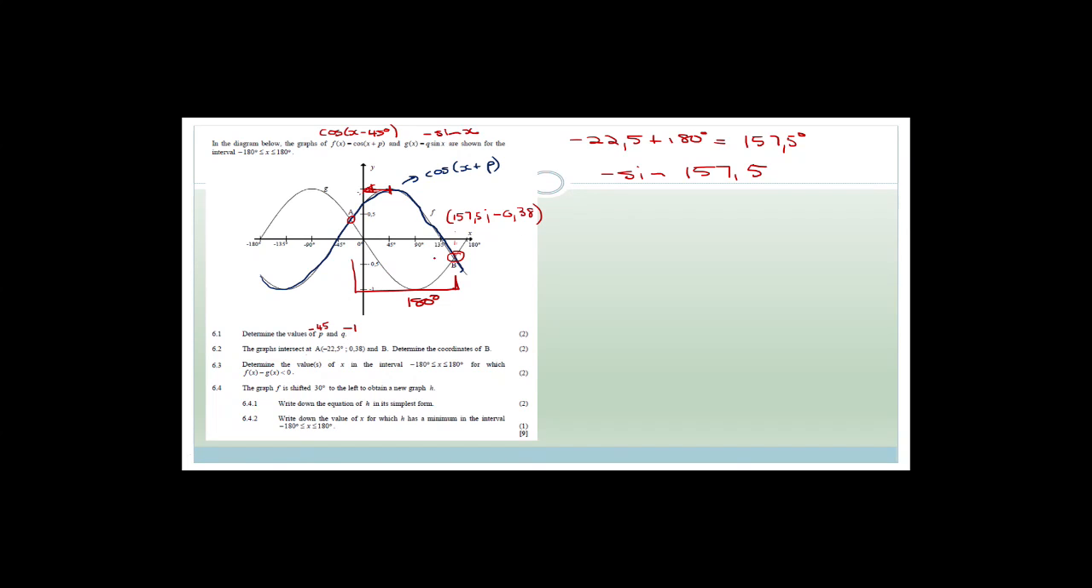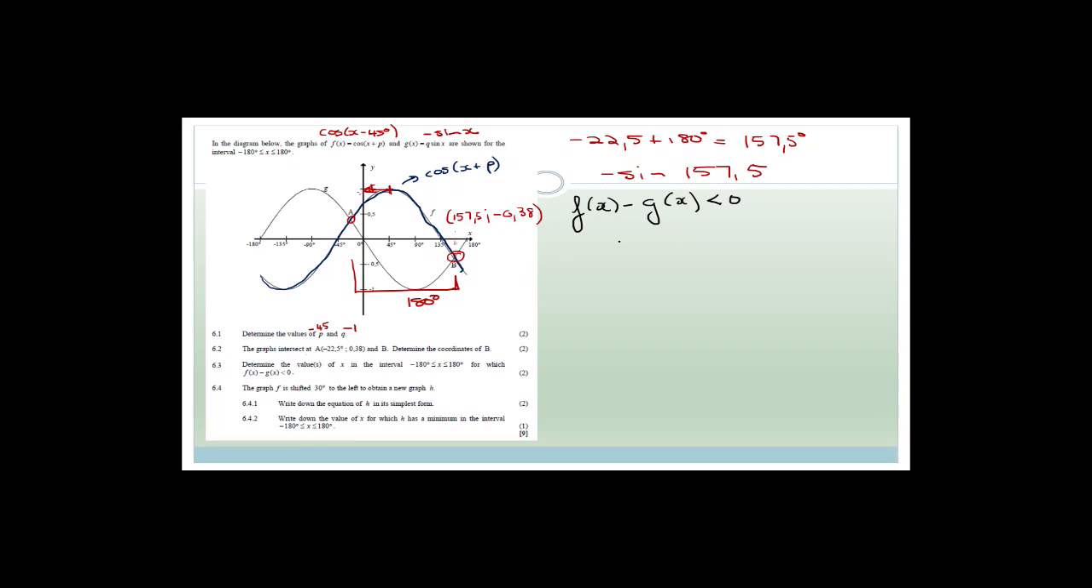There we go. Excellent. Now it says, determine the values of x in the interval from minus 180 to plus 180, for which f of x minus g of x is smaller than 0.